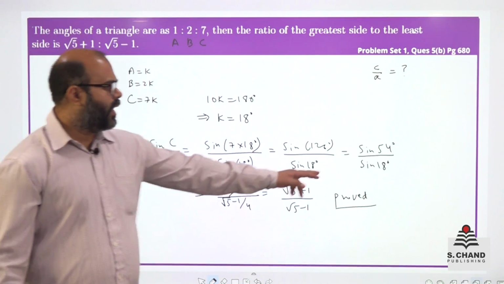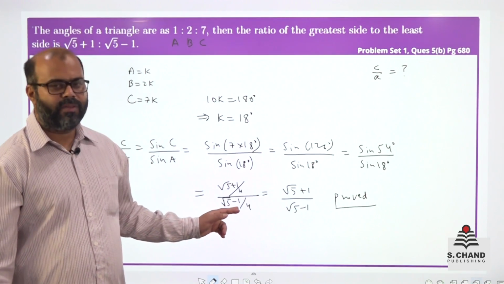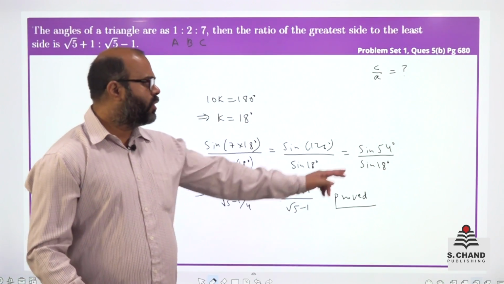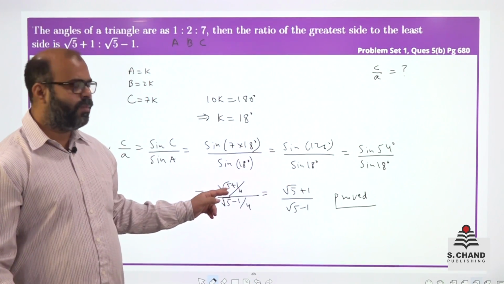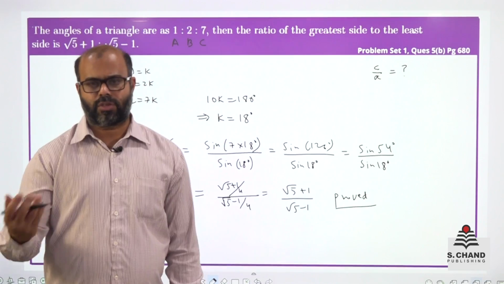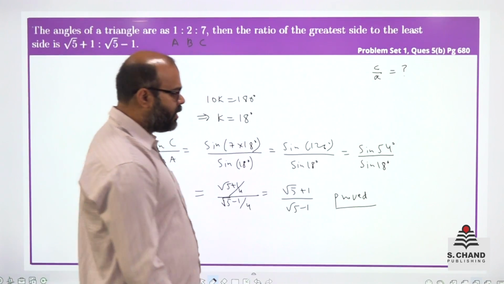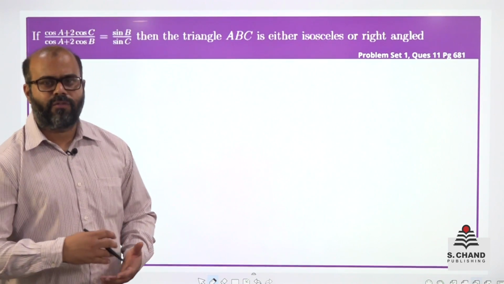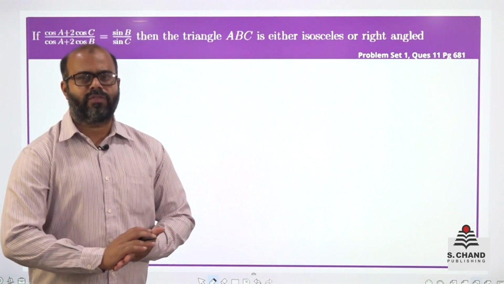So if you say sine 18 degree is (root 5 minus 1)/4, you can also say this is cos of 72 degree. If you are saying sine 54 degree is (root 5 plus 1)/4, you can also say this is cos of 36 degree. And this will also help you in finding some other angles like sine of 54 degree or sine of 72 degree.